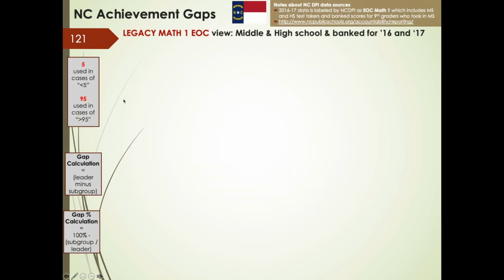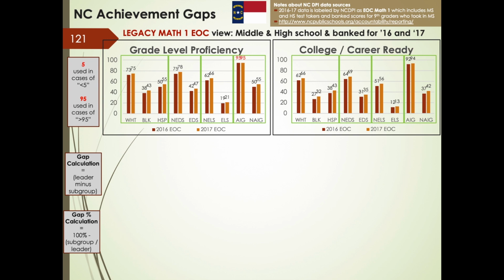Okay, so let's walk through the first one slowly and explain what's on it. So this one is the Legacy Math 1 EOC. This is middle school and high school combined scores for 2016 and 17. So the first things we're going to see on each of these upcoming charts will be GLP on the left, CCR on the right. And again, this is only for North Carolina on this particular chart. So what you're seeing here is, by these different subgroups, what the scores were on this particular test, which was Math 1 EOC 2016-17.